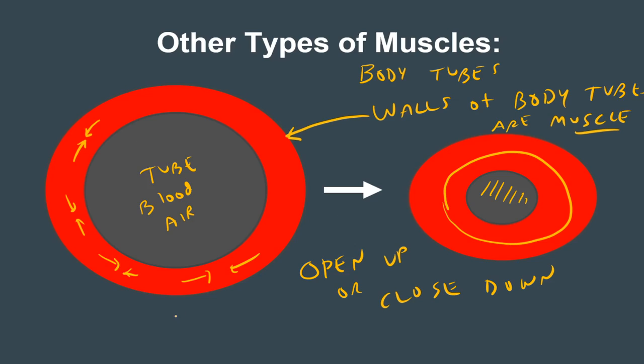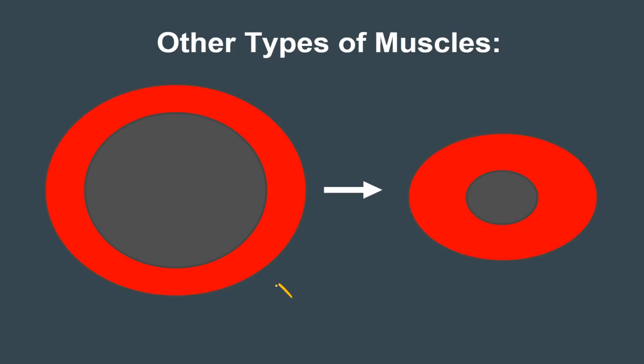So these muscles are called involuntary. And because these muscles don't have all the stripes, they don't look like that muscle that I showed you in the skeletal muscle. They're not stripy. So the muscles around the tubes are called smooth muscle.